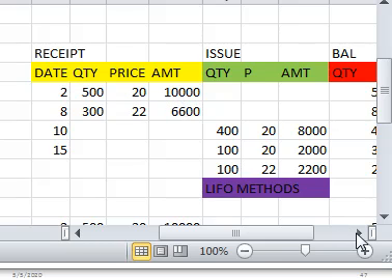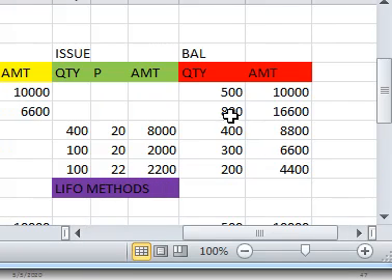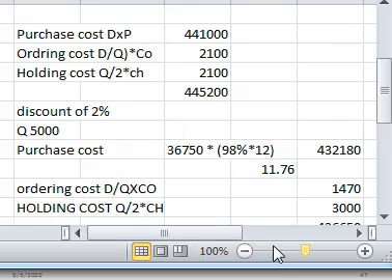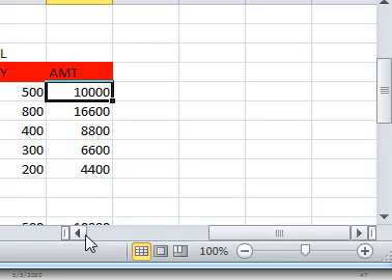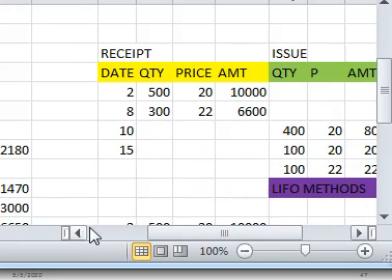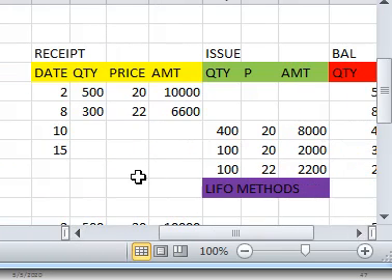So if you close that day without an issue, it means at the end in your store you'll have 500 units at 10,000. Now, if we increase on the 8th, we received 300 at 22, and this becomes our value of the stock. We are getting this, price times the quantity.